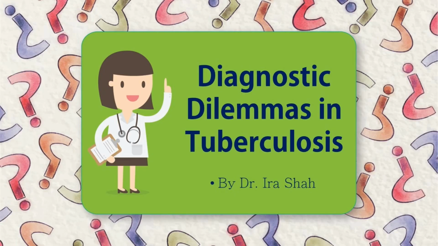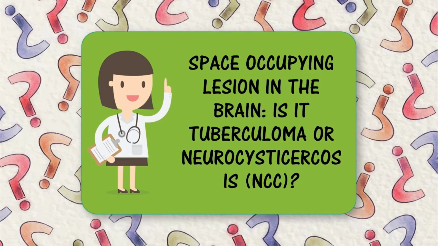Diagnostic dilemmas in TB. Then space occupying lesions in the brain. Is it NCC or tuberculoma? Because the treatment of both is very different.